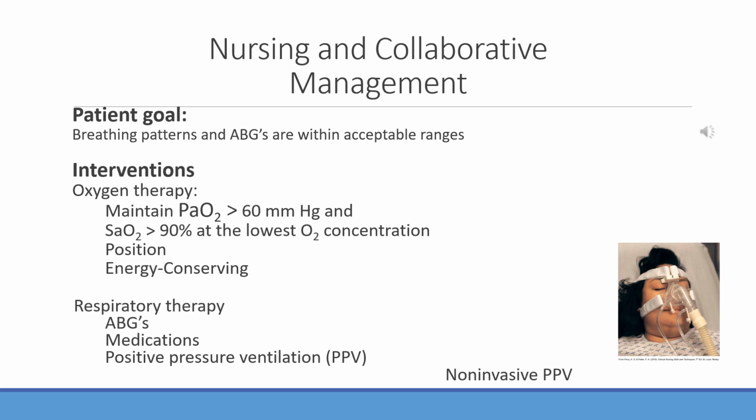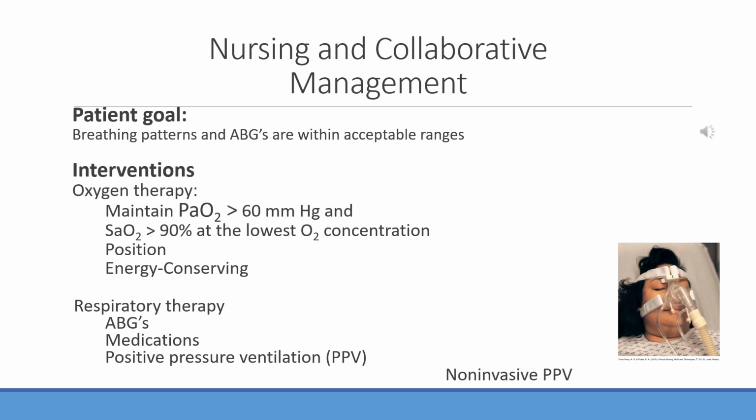But our oxygen therapy, we want to maintain that PaO2 of greater than 60 millimeters of mercury. We want that O2 sat to be greater than 90% at the lowest amount of oxygen concentration that we can give them. So we don't want to give them more oxygen than they really need.